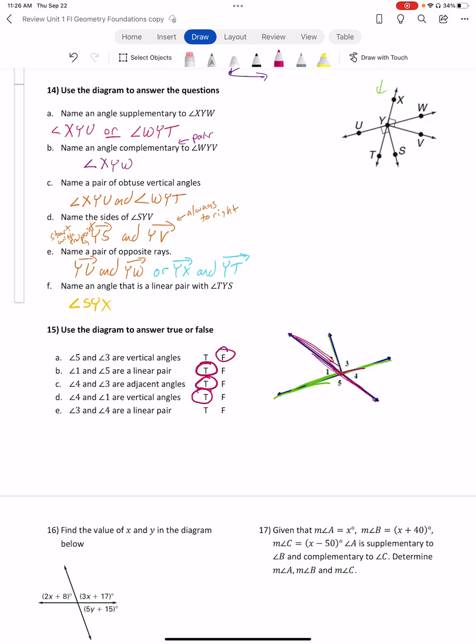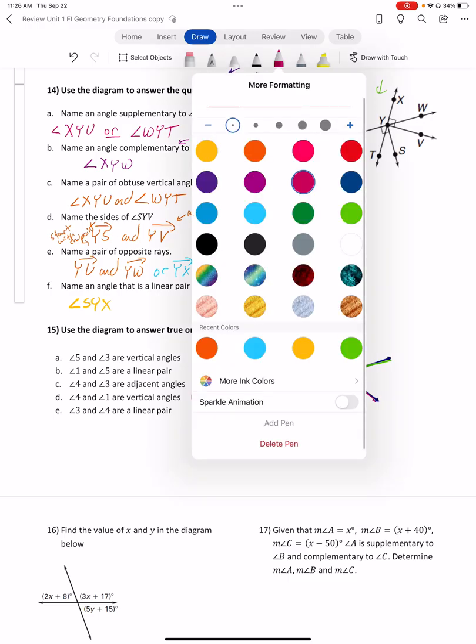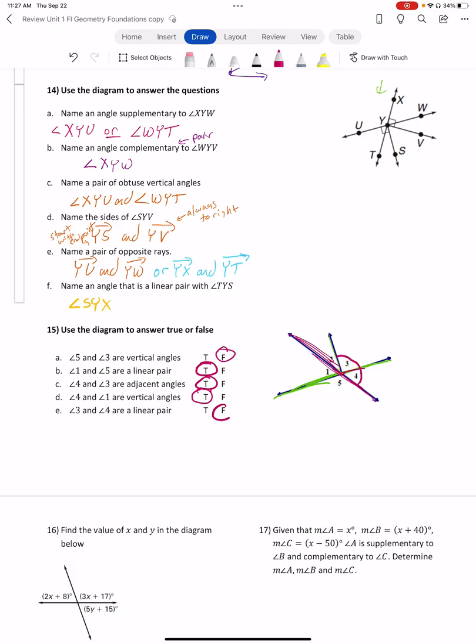And then angles 3 and 4 are a linear pair. 3 and 4, when you put them together, they don't quite make a straight angle. They're just a little bit short. So that one is actually going to be false. And so that's it for the vocabulary portion. The only thing that we're running short on is measuring an angle, but that'll be reviewed in constructions.